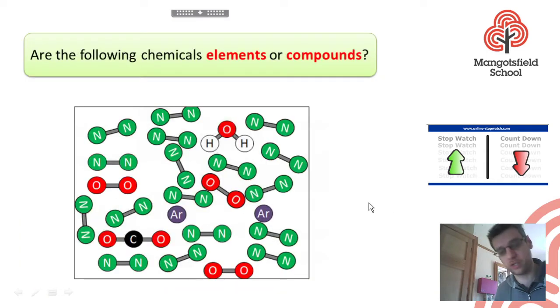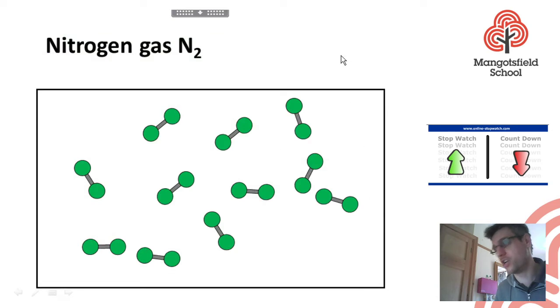Now, which one is which? We're going to go through this one at a time. And for each chemical that appears, can you please say, or just think to yourself, is it an element or is it a compound? Is it made of more than one type of atom bonded together? Then it's a compound. If it's just one type of atom, it's an element. So let's have a look. Nitrogen gas, N2. What do you reckon? Do you think it's element or compound?